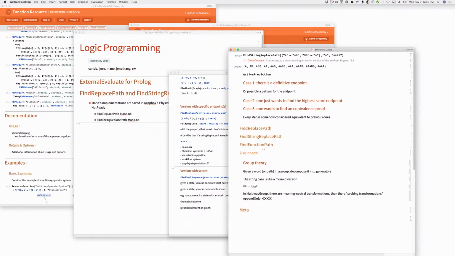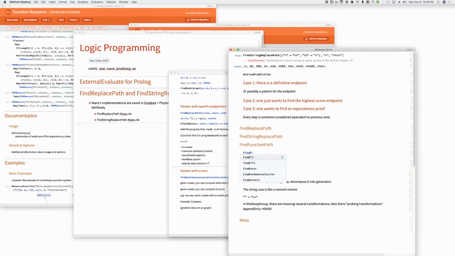Okay, find function path would be f[g, h, x, y], I think. So find replace path and find string replace path would just be special cases of find function path for replace. That's correct, but which probably can be done much more efficiently in various ways.